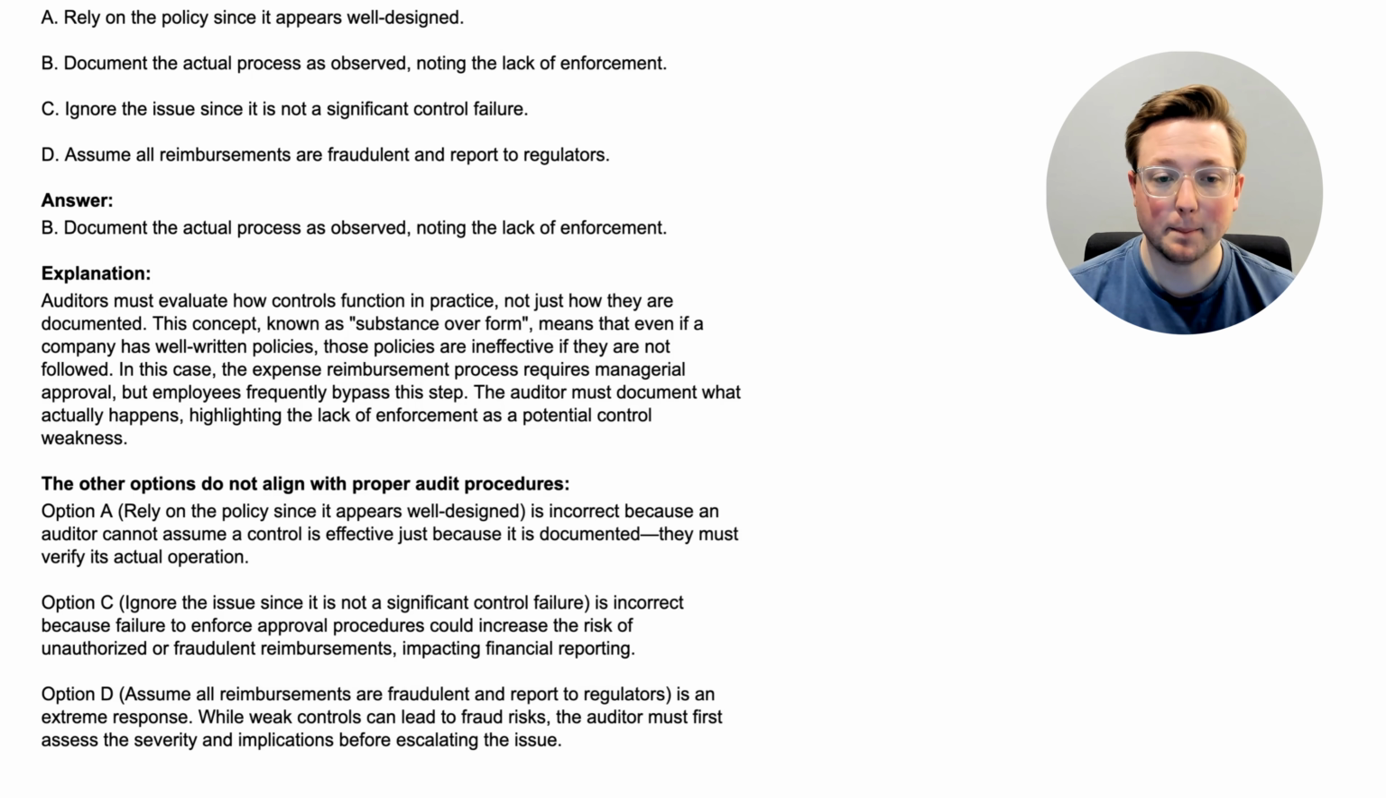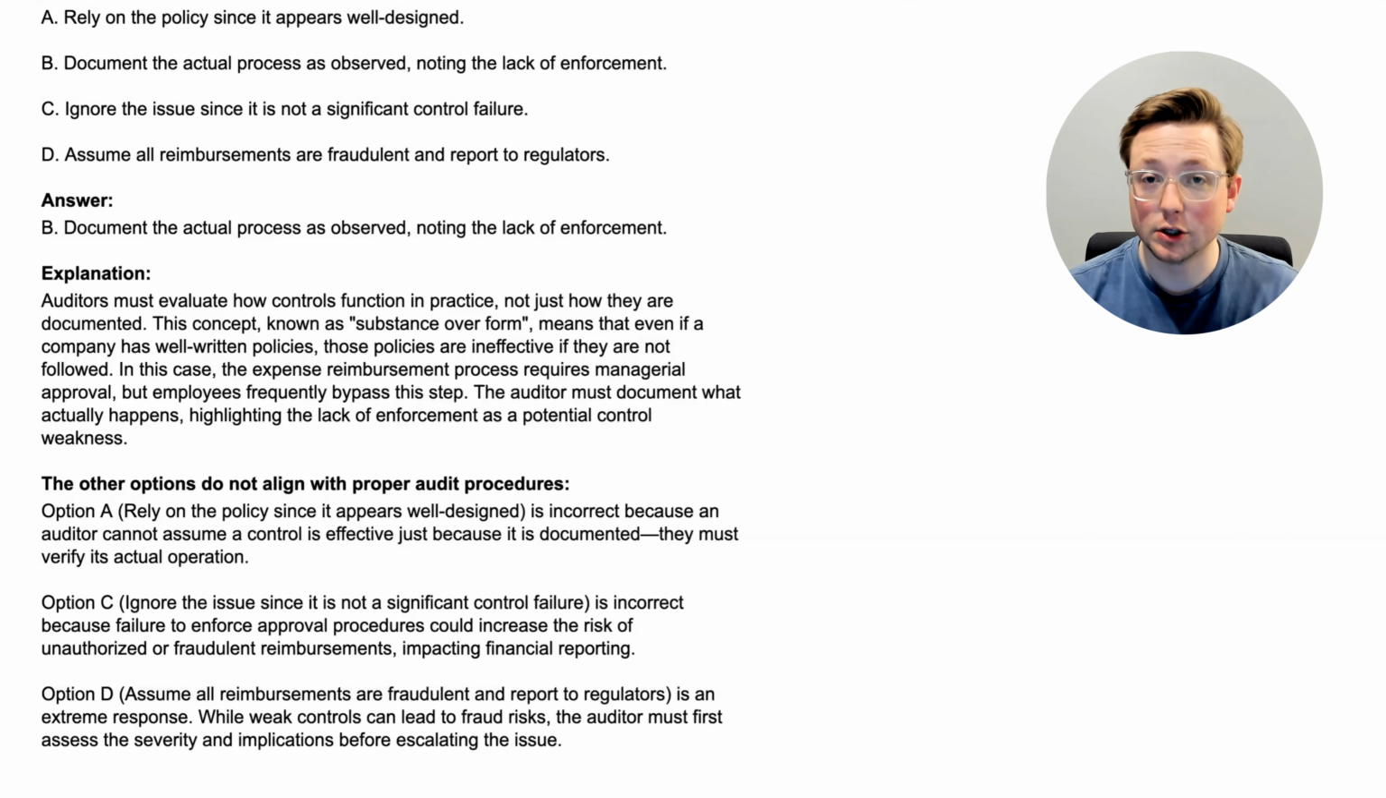Okay, here we are. The answer is B, document the actual process as observed, noting the lack of enforcement. So again, that one probably was pretty easy, but we need to talk about the concept behind the answer to this question. So let's dive into the explanation. Auditors must evaluate how controls function in practice, not just how they are documented. This concept, known as substance over form, means that even if a company has well-written policies, these policies are ineffective if they are not followed. In this case, the expense reimbursement process requires managerial approval, but employees frequently bypass this step. The auditor must document what actually happens, highlighting the lack of enforcement as a potential control weakness.